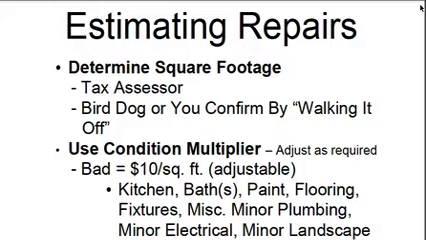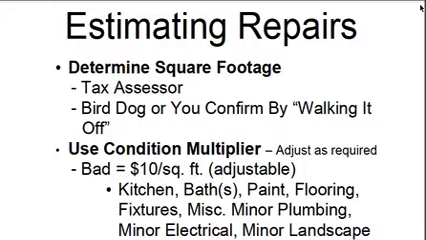So that's why I say adjust as required. If your basic 1,200 square foot house in your market that needs kitchen, bathrooms, paint, flooring, fixtures, miscellaneous, minor plumbing, electrical, and landscaping is going to cost you $20,000, well then adjust accordingly. What's 1,200 into 20,000? I don't know, what, 14 bucks, something like that? Adjust it. The beauty of this, it's not set in stone. You can adjust it as required.